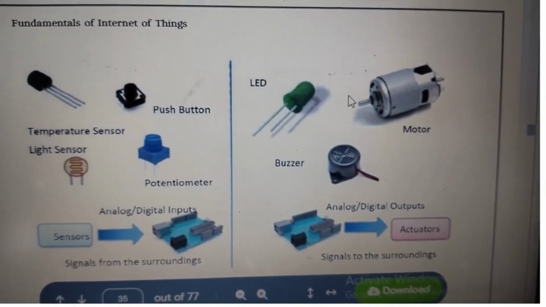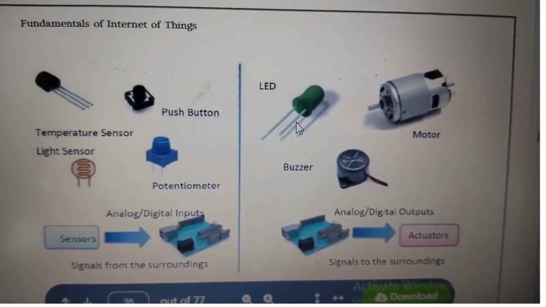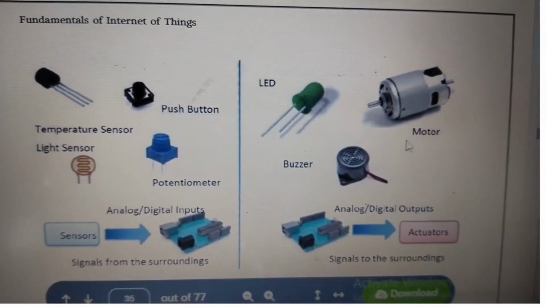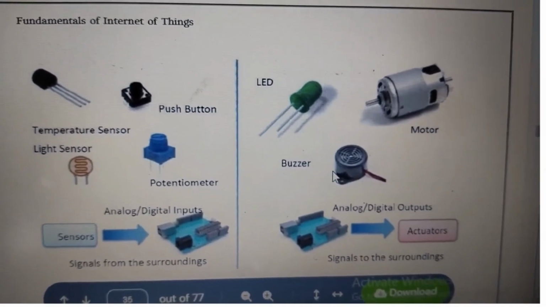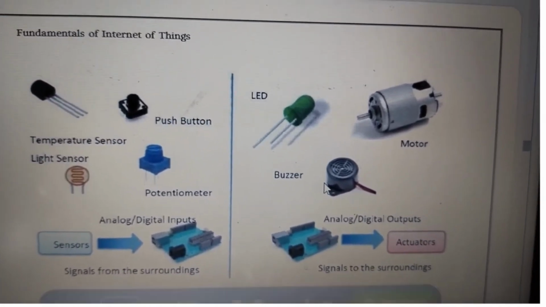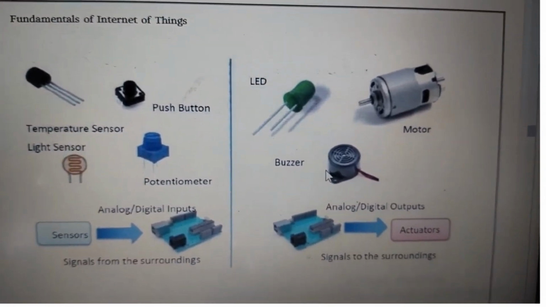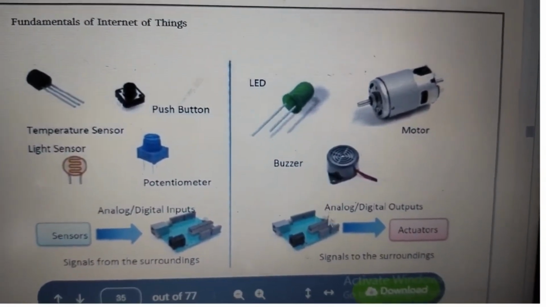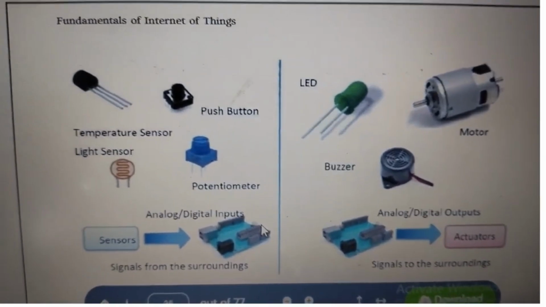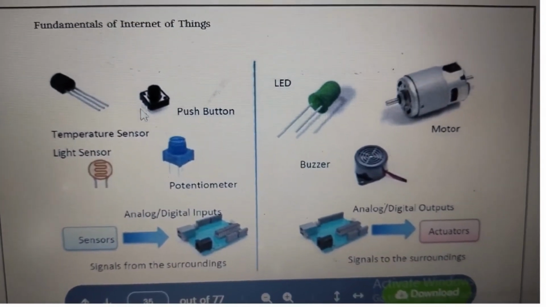And what about LED? This is the LED light. The LED light is one of the actuators, and motors. And buzzer means when you are pressing the buzzer it will generate the signal. Okay, and these are the analog or actuators. Okay, these four are the different types of sensors.